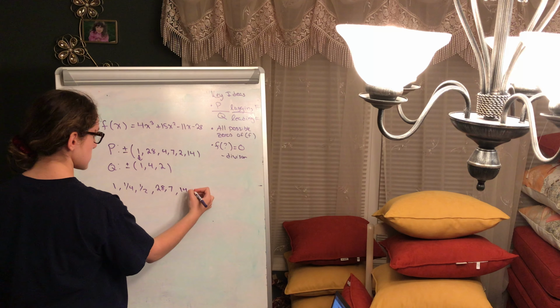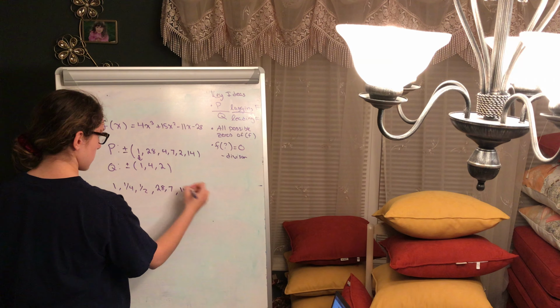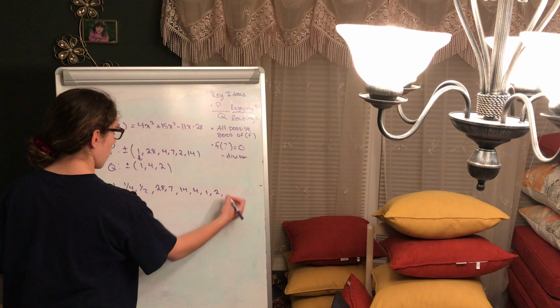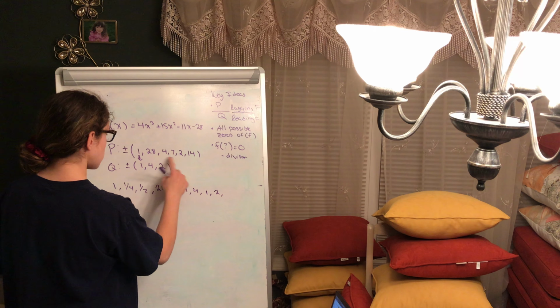And 4 divided by 1 is 4. Then 4 divided by 4 is 1. 4 divided by 2 is 2. I know that this whole thing is just droning on. So 7 divided by 1 is 7. 7 divided by 4, 7/4. 7 divided by 2, 7 over 2. Now we have 2 divided by 1, 2. Then 2/4, which is also 1/2. And 2 divided by 2 is 1.